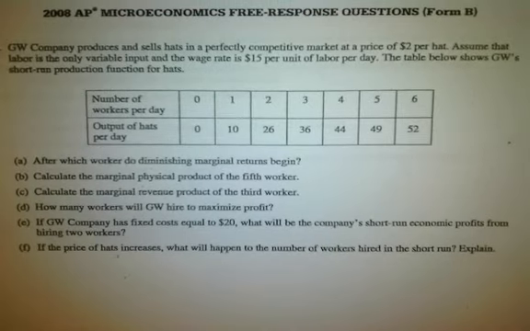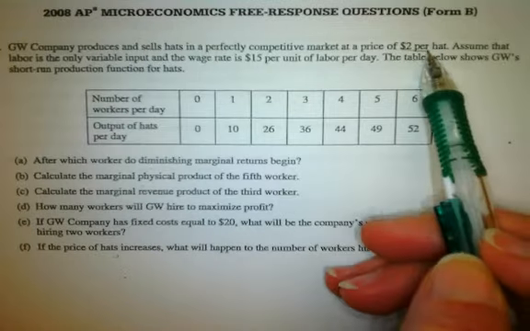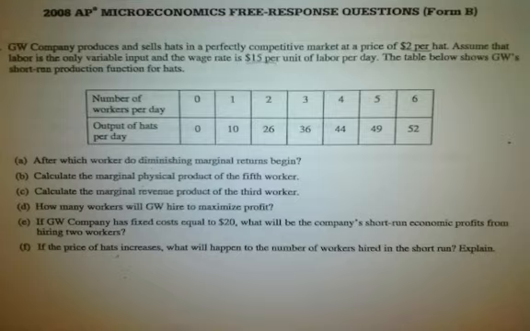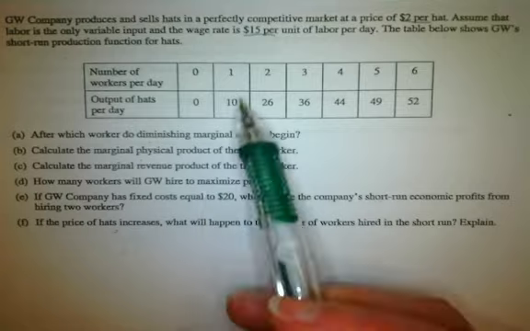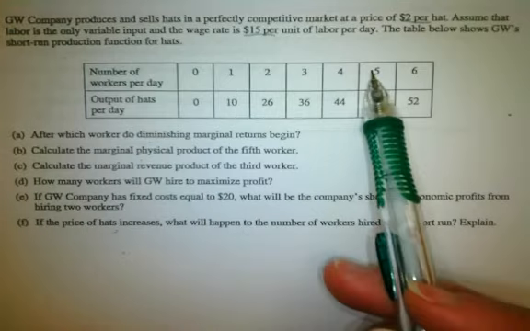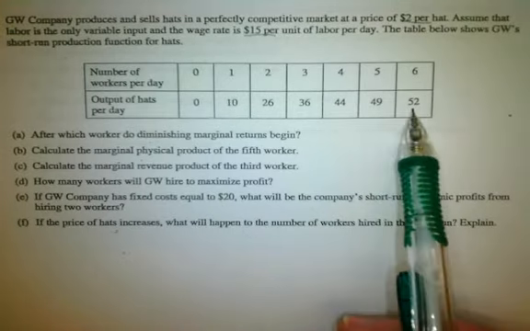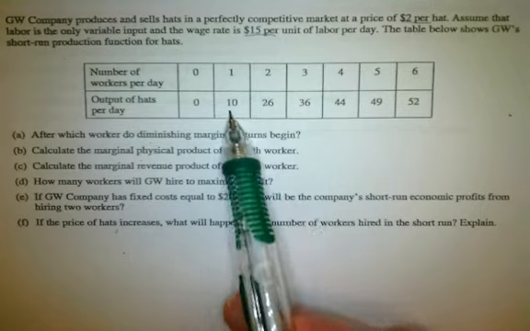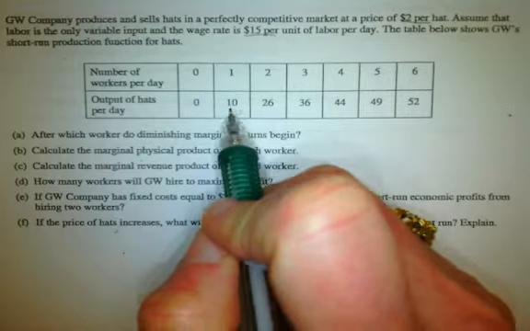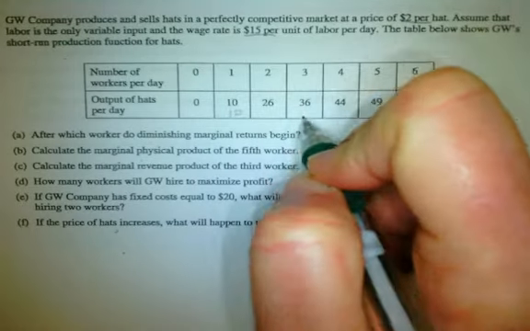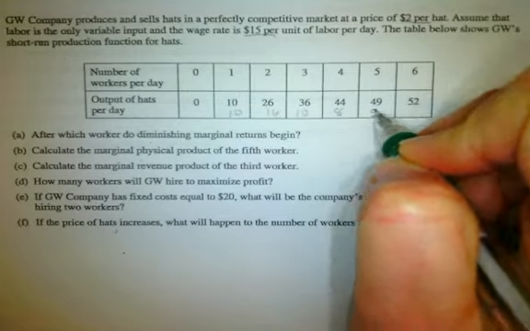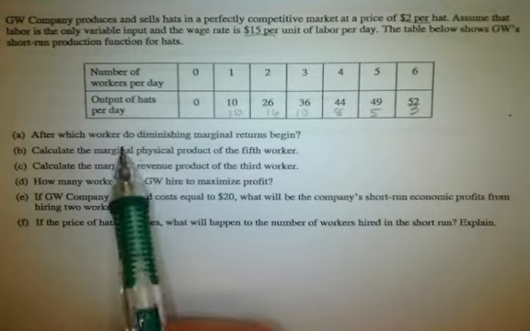Once again, you can read all these directions yourself. We're going to point out a couple things. We've got a market price of $2 and a wage rate of 15. The table below shows your short-run production function for hats. And so once again, here is your number of workers. This is your total product. You're going to calculate your marginal as you go across here. So from 0 to 10 is 10. From 10 to 26, 16, 10, 8, 5, and 3.